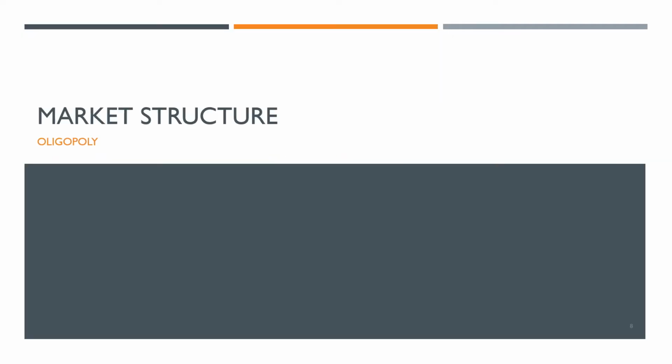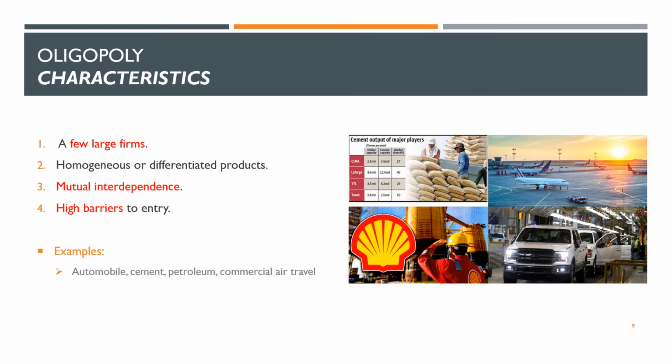The last market structure that we will learn is oligopoly. The oligopoly market has a few large firms that dominate the entire industry. These firms offer either homogeneous or differentiated products. As all of the oligopoly firms are price makers, there is mutual interdependence when choosing business strategies. Oligopoly market has high barriers to entry. Among the businesses that belong to oligopoly markets are automobile, cement, petroleum, and commercial air travel.